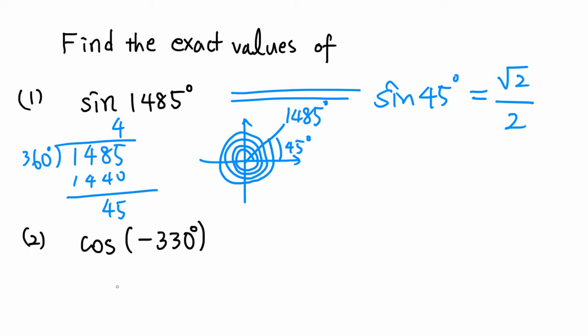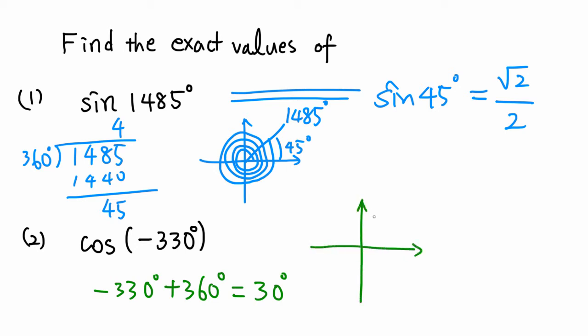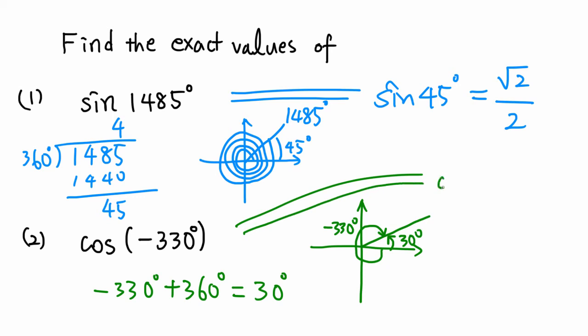Let's look at the second example. You can get a coterminal angle by adding 360 degrees, and it's going to give you 30 degrees. So if you draw this negative angle, it'll end up in the same place as 30 degrees. If you measure it the positive way, it's 30 degrees. If you go around the negative direction, it is negative 330 degrees. So cosine of this negative angle equals cosine of 30 degrees, which is, as you know, square root of 3 over 2.